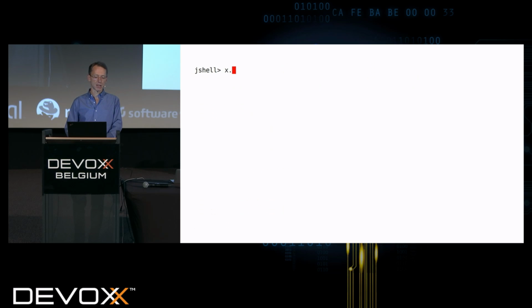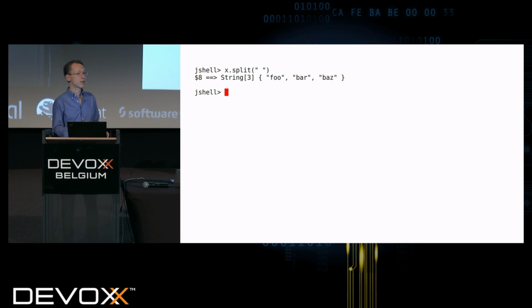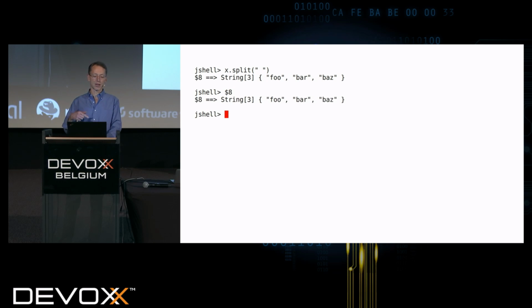Let me do something else with x. I'm going to split it. Let's say we'll split it on space, and what do I get back? I get back an array of 3 strings, foo and bar and baz. You might have noticed this dollar sign notation, $8 there. That's a pseudo variable. So I can type $8, and that refers to the value of that previous snippet.